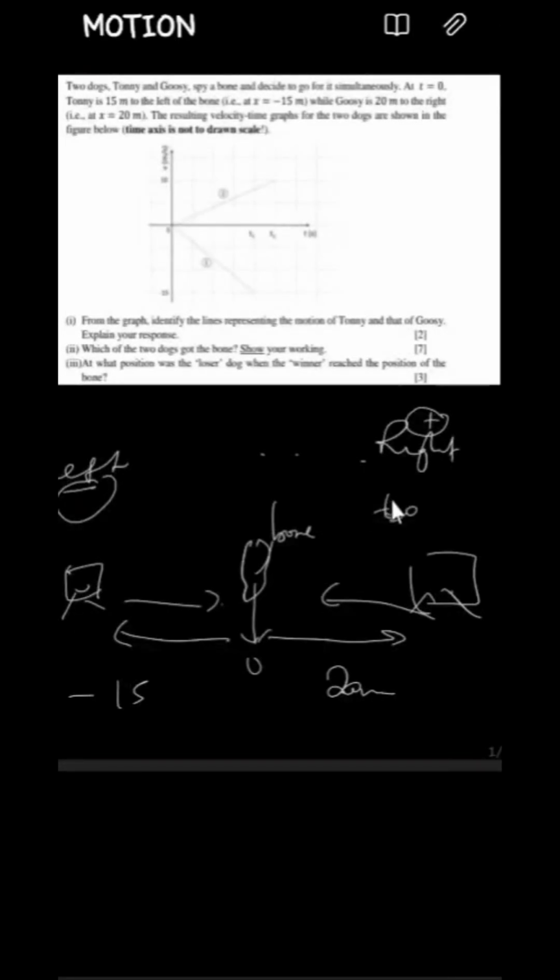The resulting velocity time graph for the two dogs is shown in the figure, right? So the question is, from the graph, identify the lines representing the motion of Tonny and that of Goosey. Explain your response. All right, so which one is Goosey and which one is Tonny?